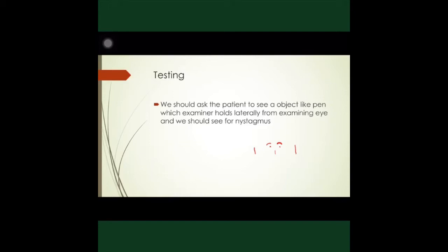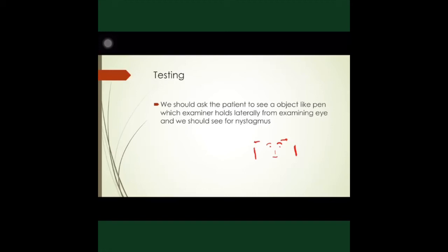Laterally, we have to place the object like a pen, not at the same time. We should place it first on the left side or right side, and the second time on the other side. So you have to check alternately.